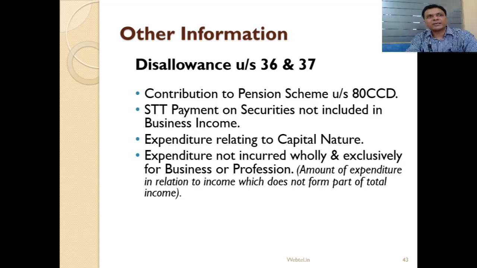The earlier field, in the earlier form, you could see the field was amount of expenditure in relation to income which does not form part of total income. And now we have to give expenditure not incurred wholly and exclusively for business or profession.